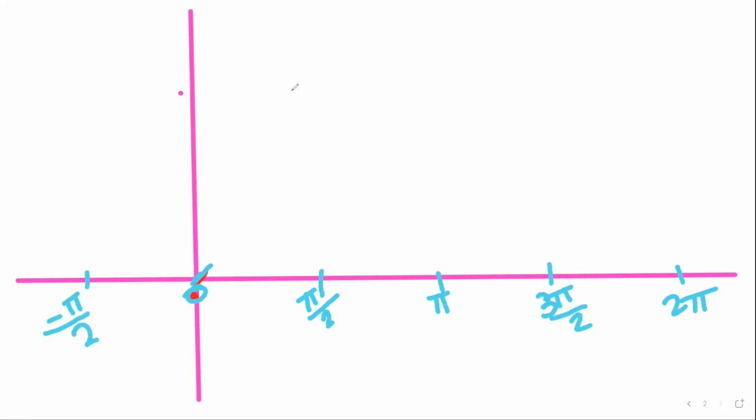Now, what is the tan of pi over 2? Do you remember? It's undefined. Bravo. Since the tan of pi over 2 is undefined, it means here you have a vertical asymptote. And what about negative pi over 2? It will be the same, it's undefined. So at negative pi over 2 and at pi over 2, the tan is undefined.